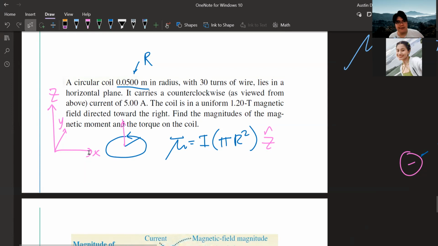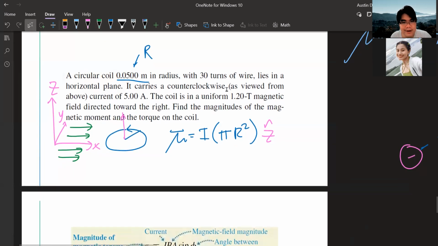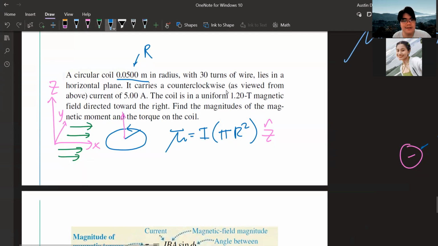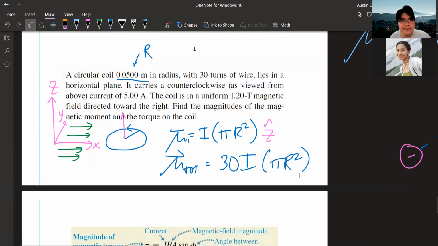Okay, and then the torque on the coil would be, if the field is going to the right. Okay, before going that way, this is for a single coil, no? So there are 30 turns of wire, therefore the total, so this is 1, the total is 30 times I times pi r squared. Okay. Sorry, nakaligtaan ko. So z hat again.